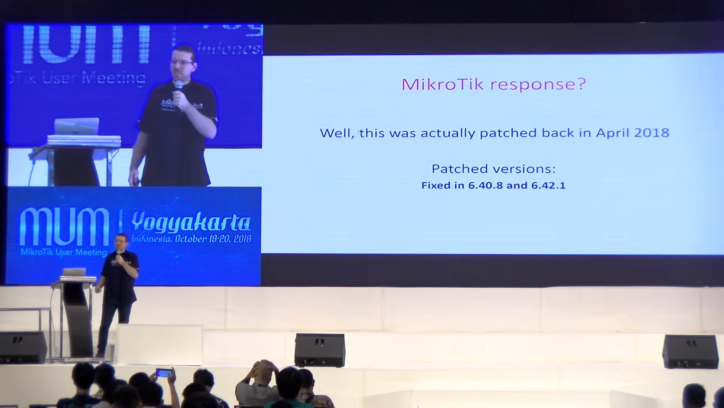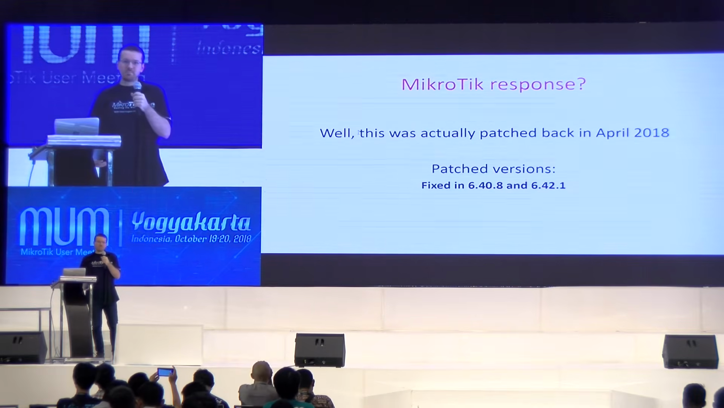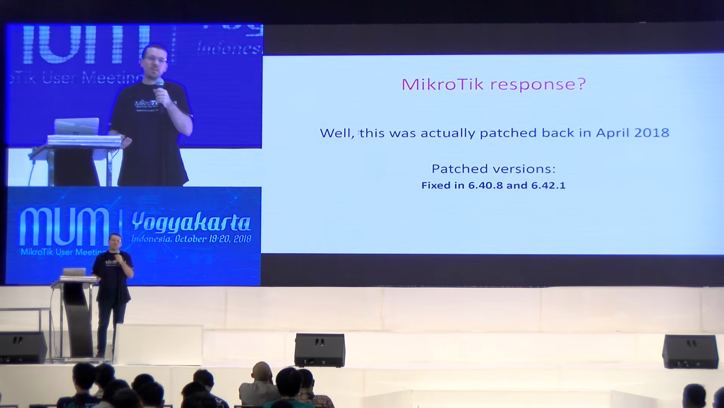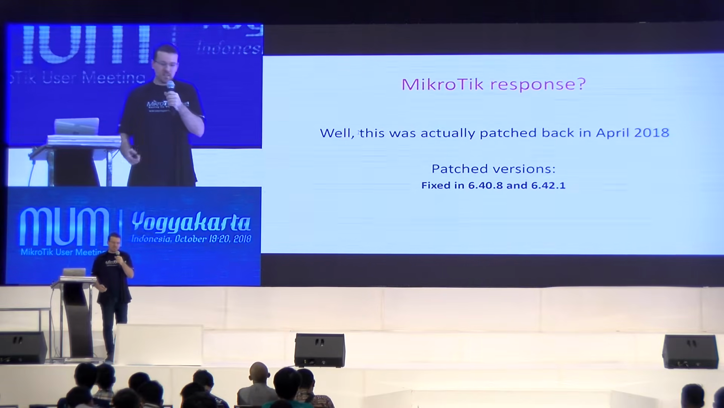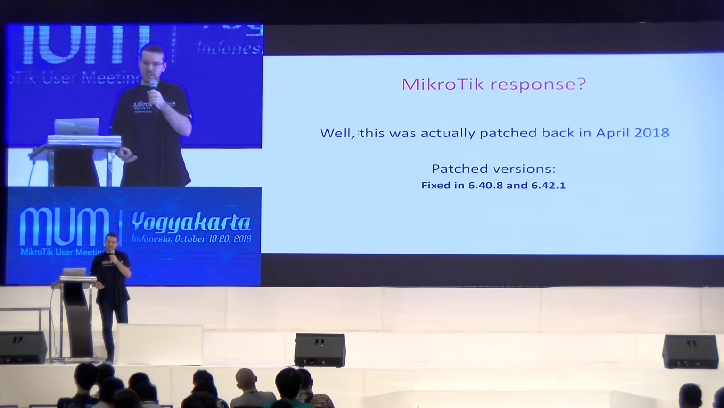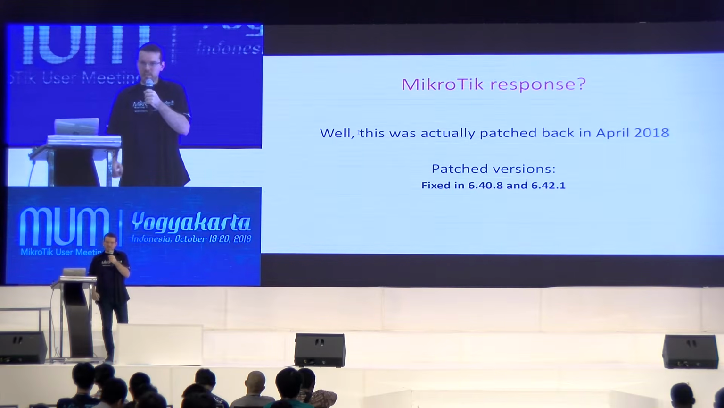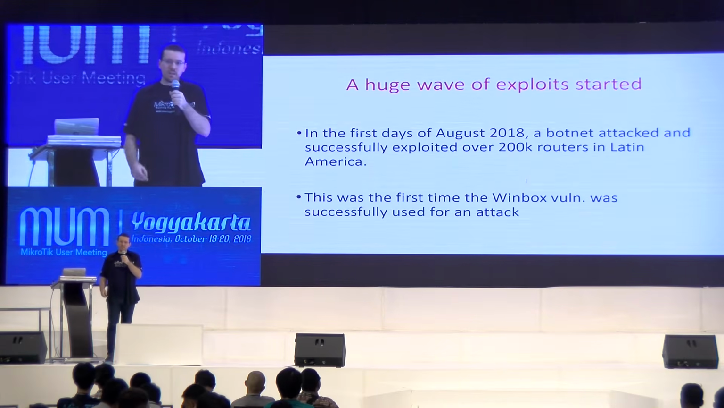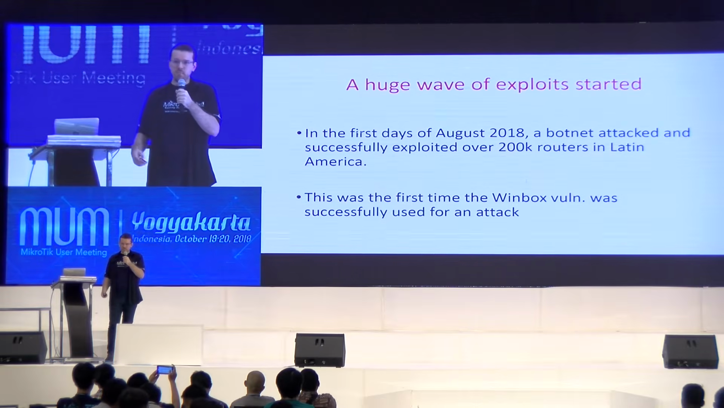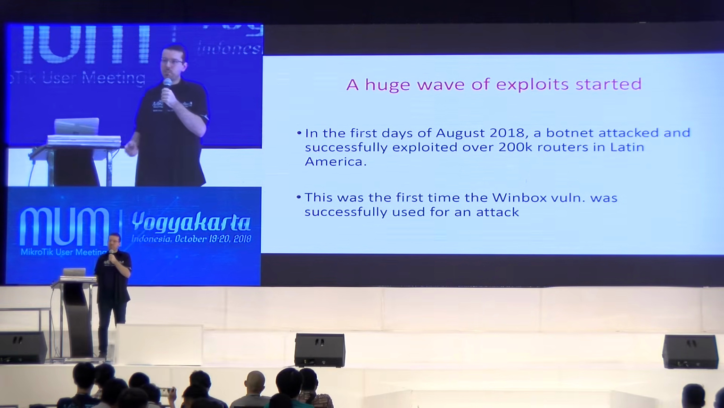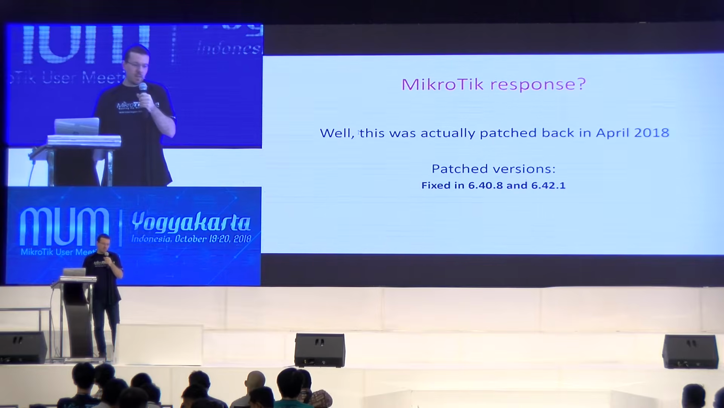So what was the MikroTik response? Well, there wasn't much of a response because by this point, it had been fixed for more than half a year. So this vulnerability had been fixed for half a year already, and attackers still found 200,000 routers which were not patched and not properly firewalled that they could exploit.